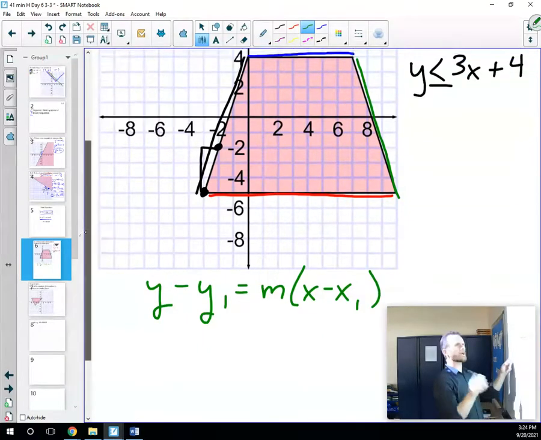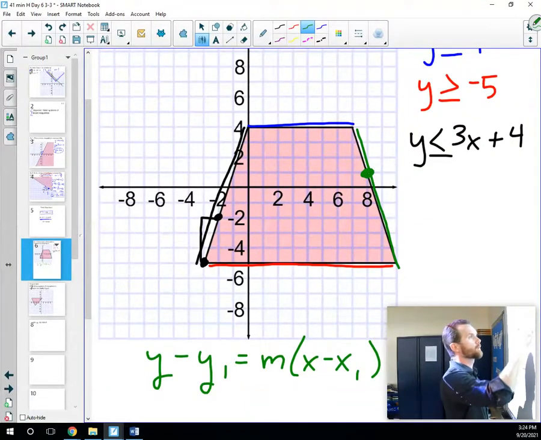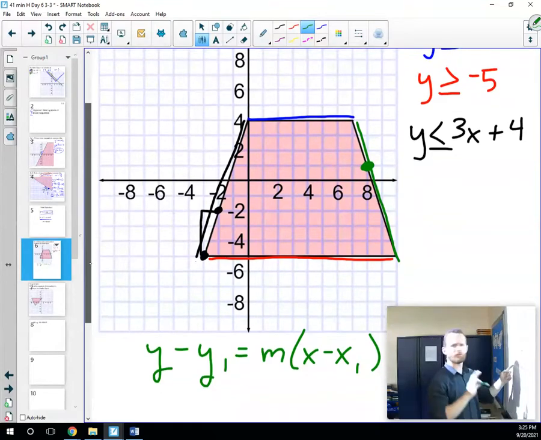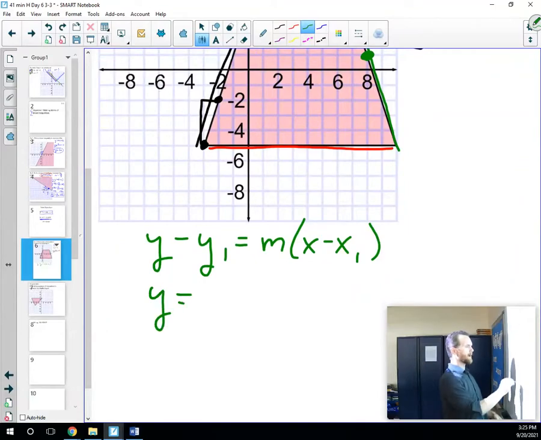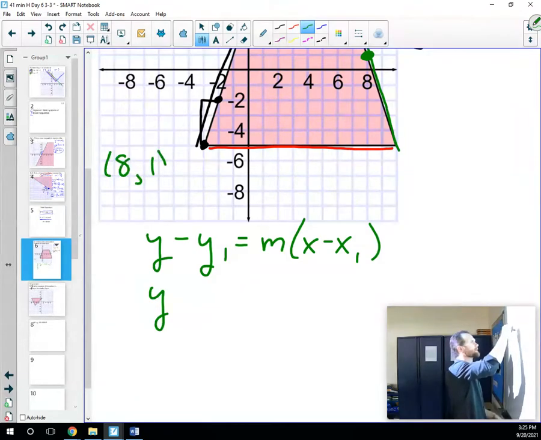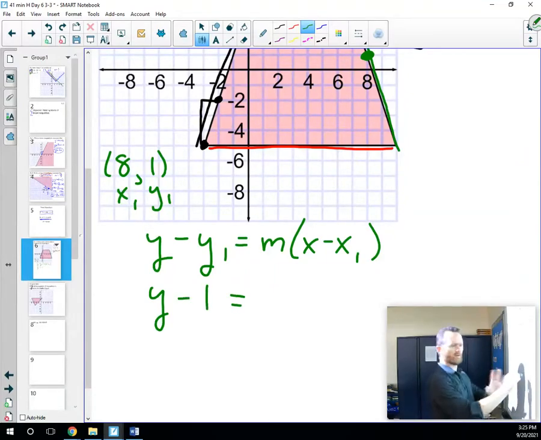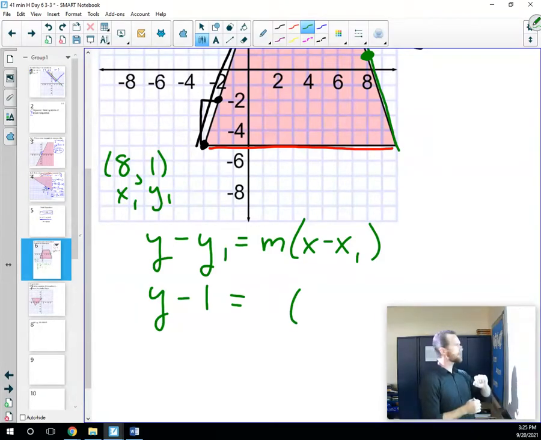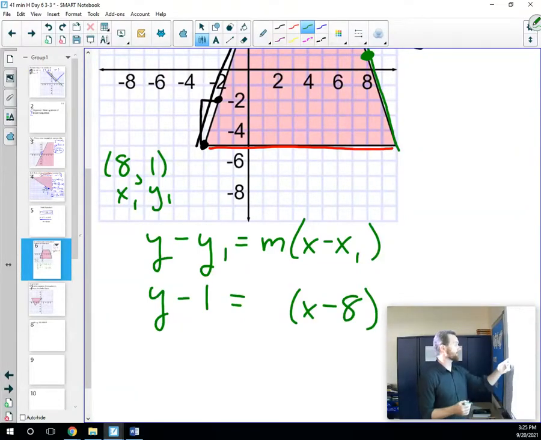Now, let's see. So we need a point and we need the slope. So it doesn't matter what point we pick. I'm going to pick this one right here, which is 8, 1. So I'll tell you what, before we even find the slope, let's just plug that in. So 8, 1 was the point we picked. So that's our x1 and y1, just so everyone can sort of follow my thought process here. So minus y1 would be minus 1 equals, we'll fill in the slope in a second. I'll just leave it blank for now. And then it's x minus x1 is 8. Now we got to go back and find our slope.